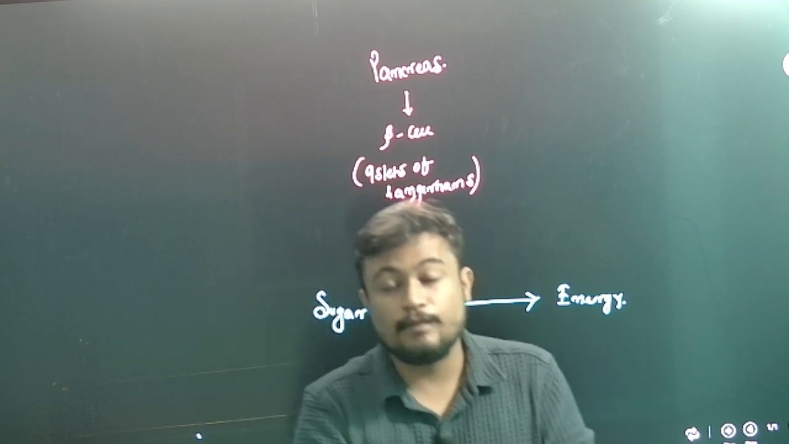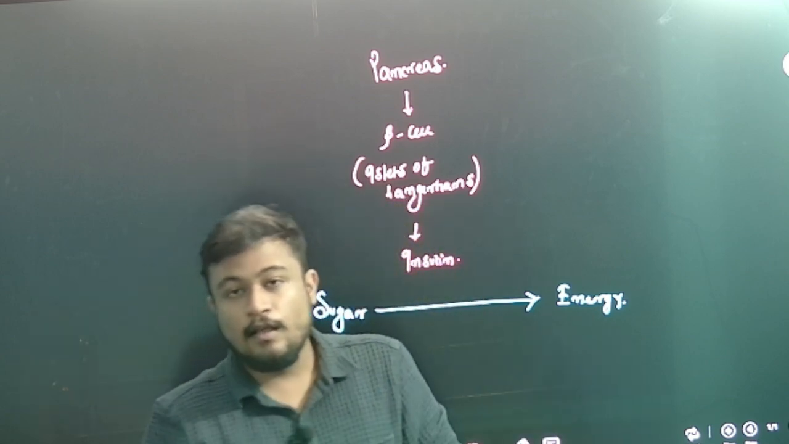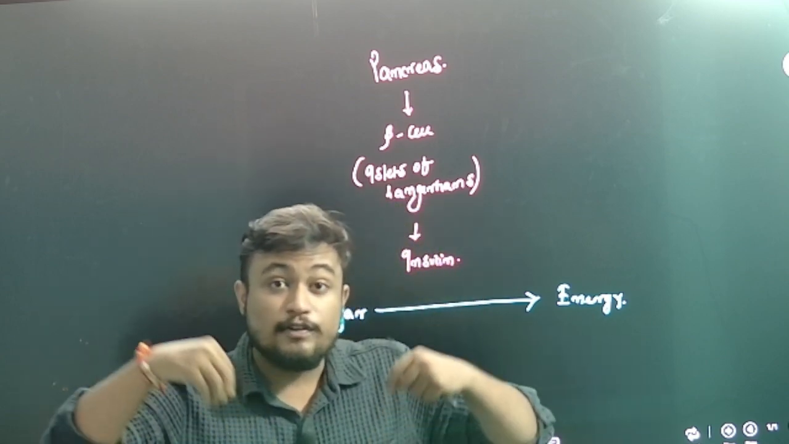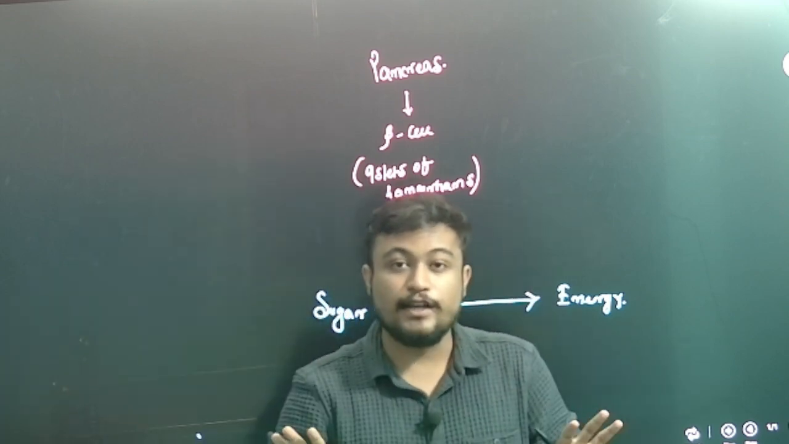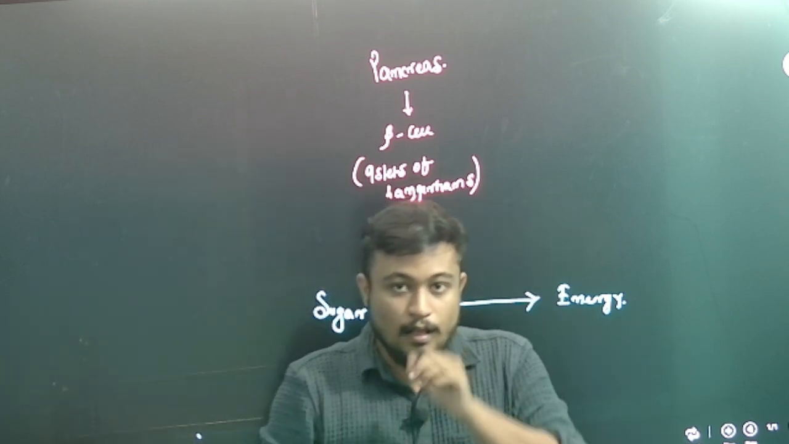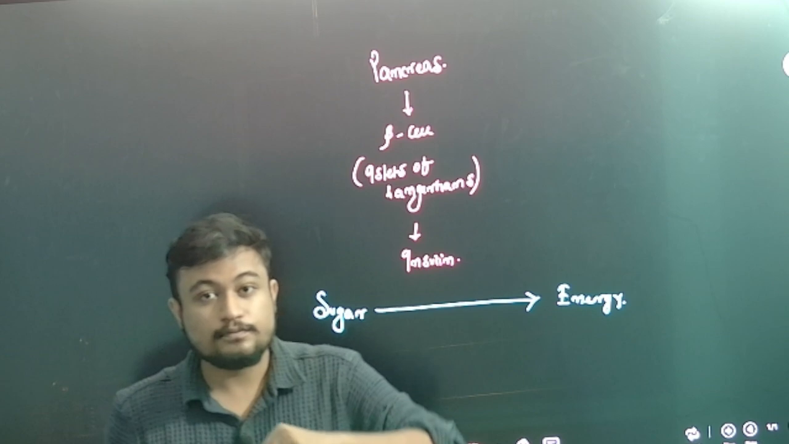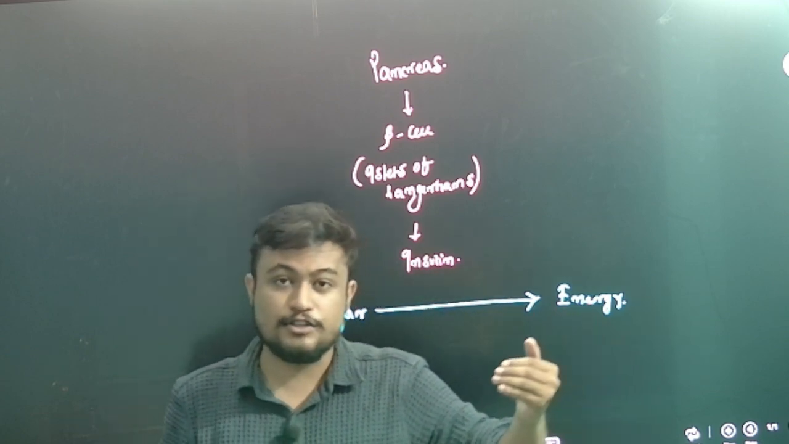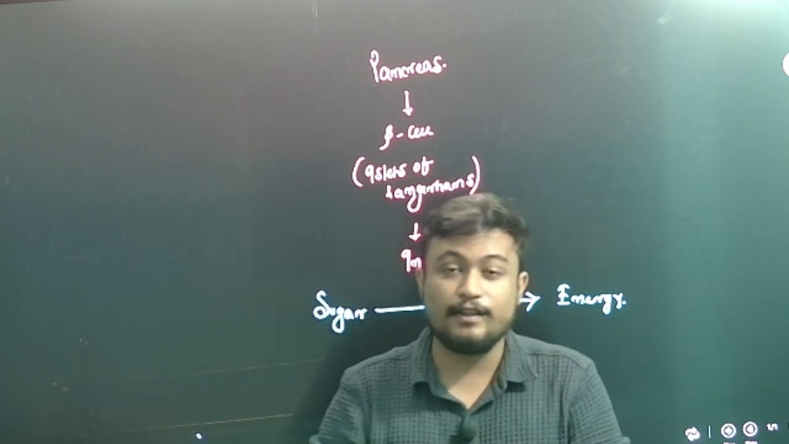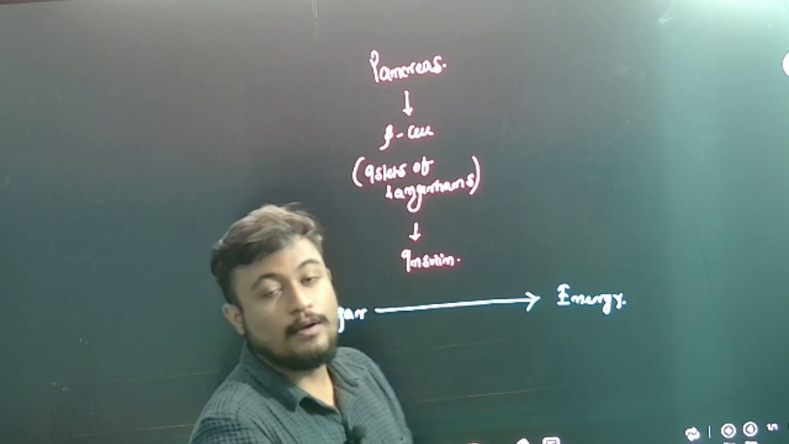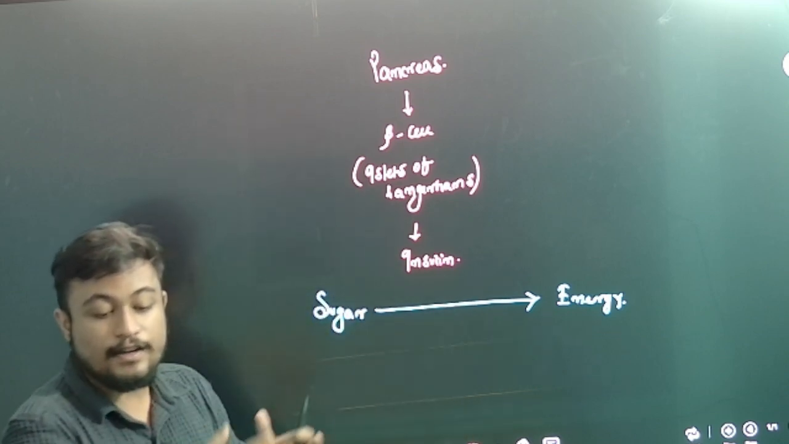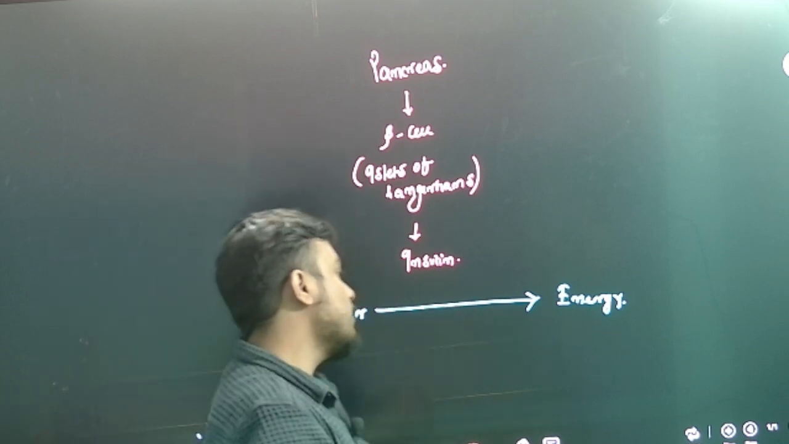Now if a person cannot produce insulin, or has any mechanism where insulin cannot enter into the cell, then the blood sugar level will rise, and when the blood sugar level rises, then we call it diabetes. Now diabetes is a separate topic of discussion and we'll discuss diabetes in our subsequent videos, but here let's understand in detail about insulin.